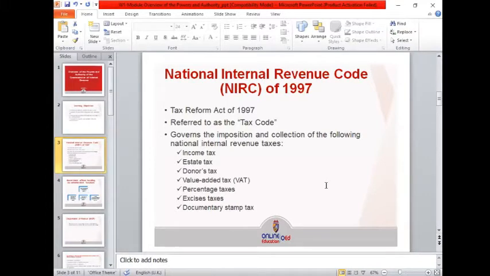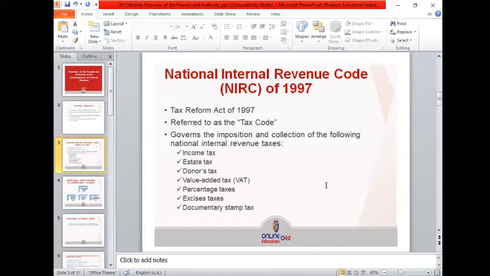So what are those? As part of the NIRC of 1997, we have the income tax, of course, and the estate tax. The income tax talks about the income tax on individuals and corporations, for whatever income which they declare that is subject to income tax. The estate and donor's tax is a form of transfer tax. The difference is that the estate tax is the transfer of the properties at the time of the death of the decedent to their legal heirs, and the donor's tax is the transfer of property as a gift or donation of a donor to the donee.